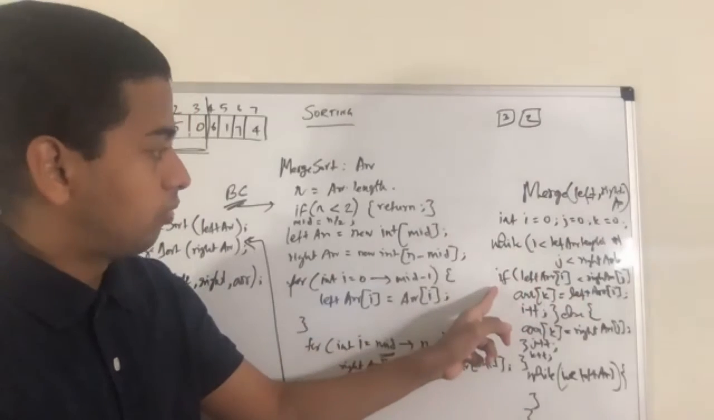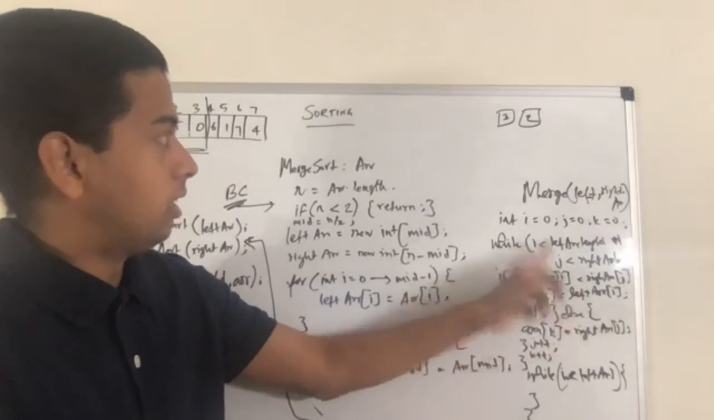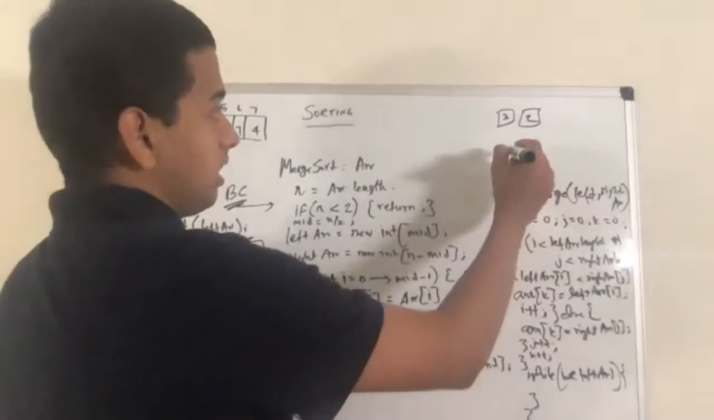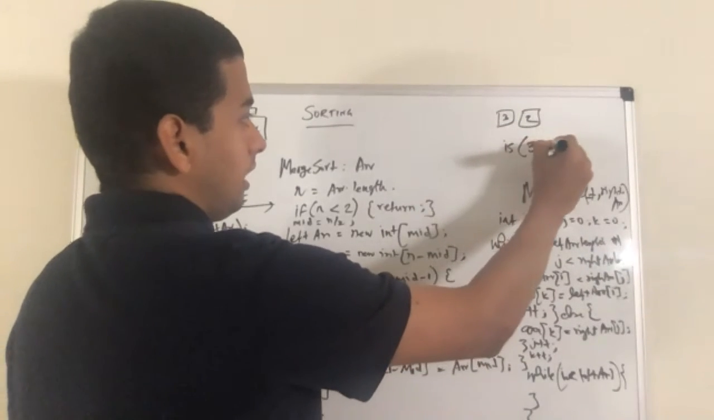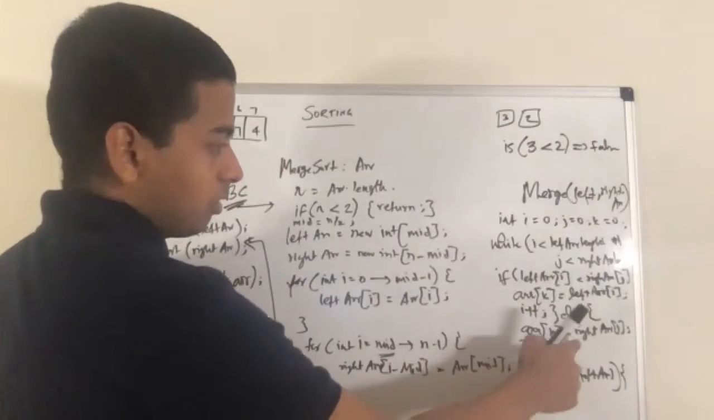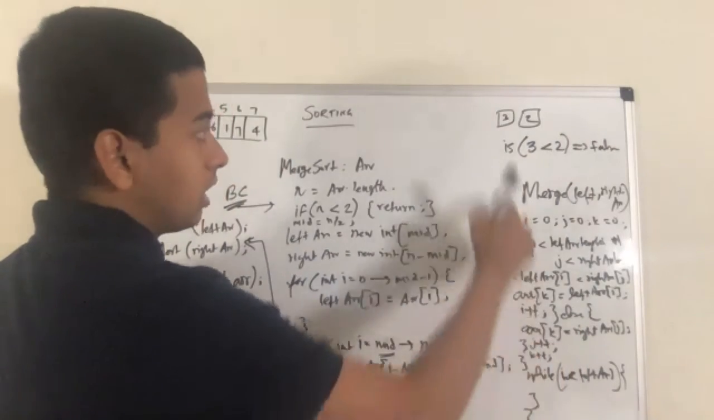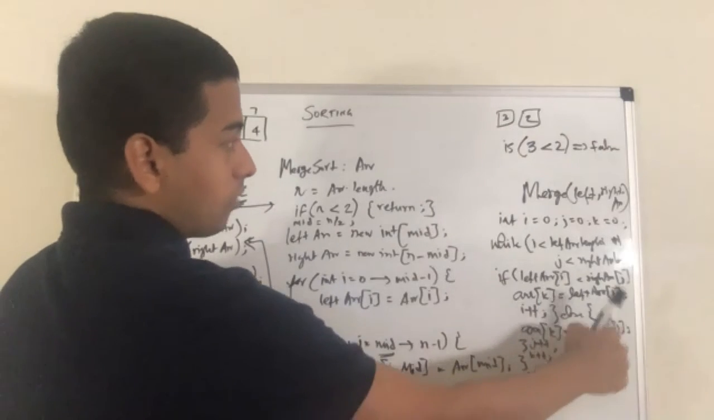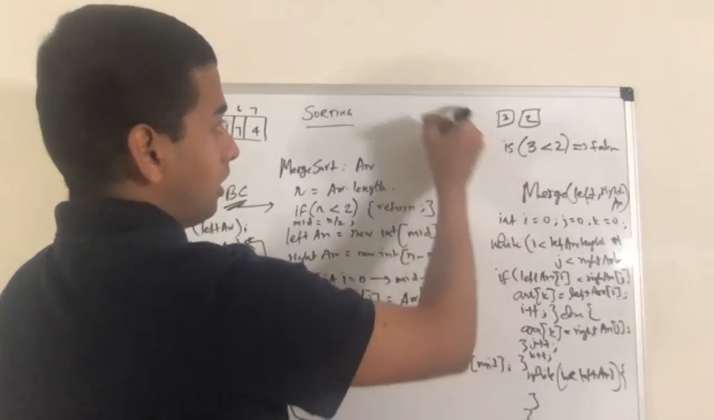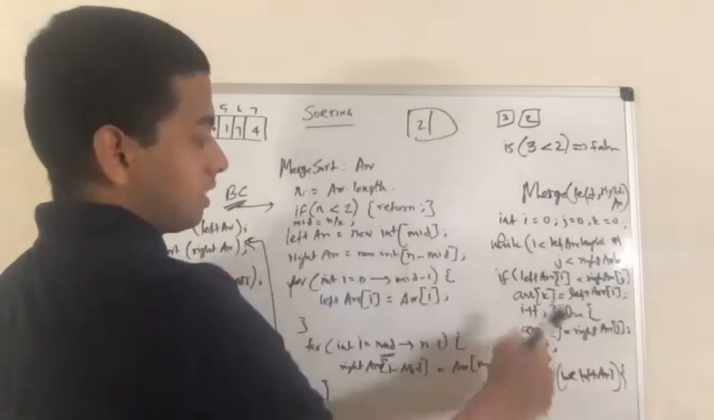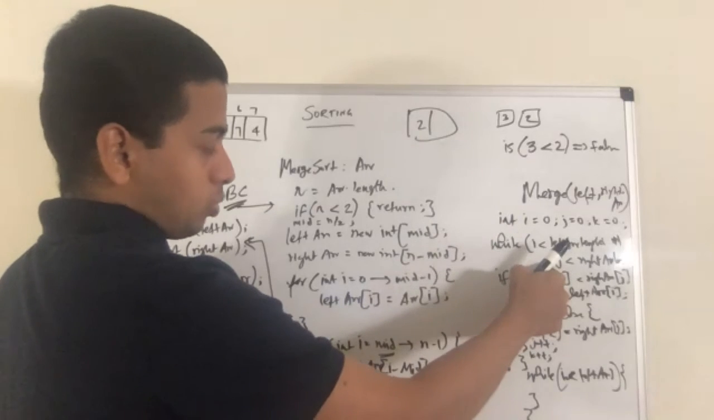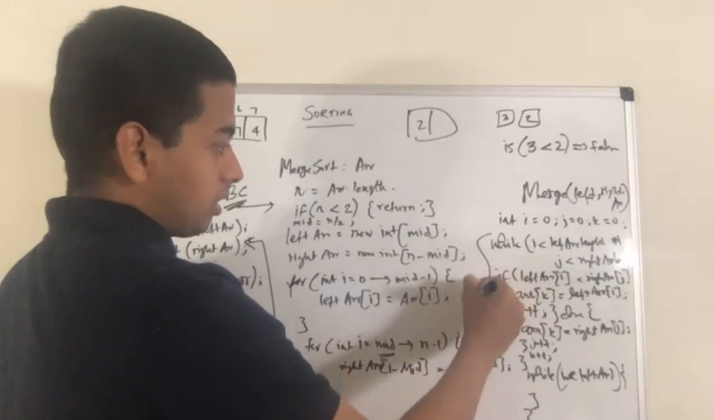It will come inside. First, if left array of i, which is 3, is lesser than right array of j, is 3 less than 2? That is false. So it will go to the else block. What are we doing in the else block? Insert into the parent array of k equal to right array of j. j is 0, right array of j is 2. So in the parent array, insert 2 first. Now again I'll go to the while loop. Now j is 1, so this loop is completed.